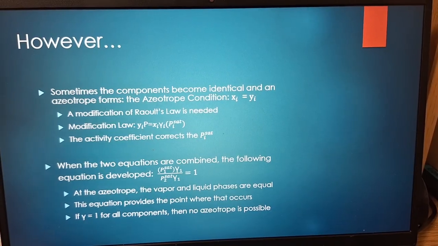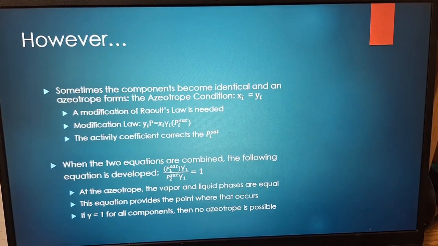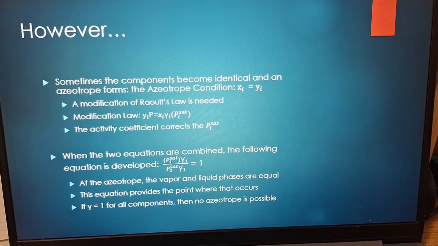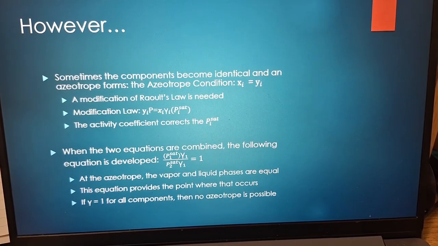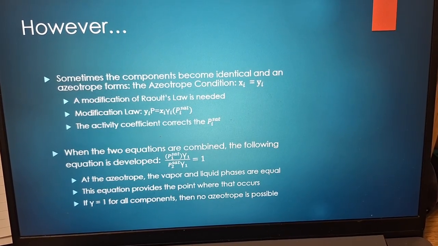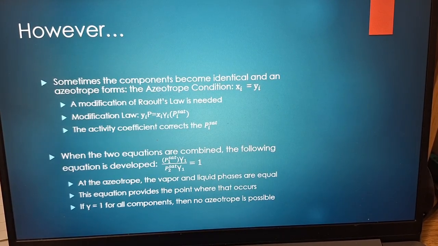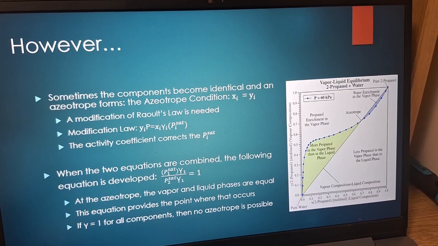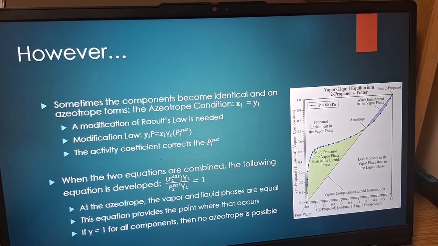When the two equations are combined, the condition equation and the modification equation, you get the combined equation. At the azeotrope, the vapor and liquid phases are equal. This equation provides the point where that occurs. And one thing that has to be pointed out is that this is not when the activity coefficient is equal to 1 for all components, as then no azeotrope would be possible. On the right, you can see this equation I used for a 2-propanol water system.